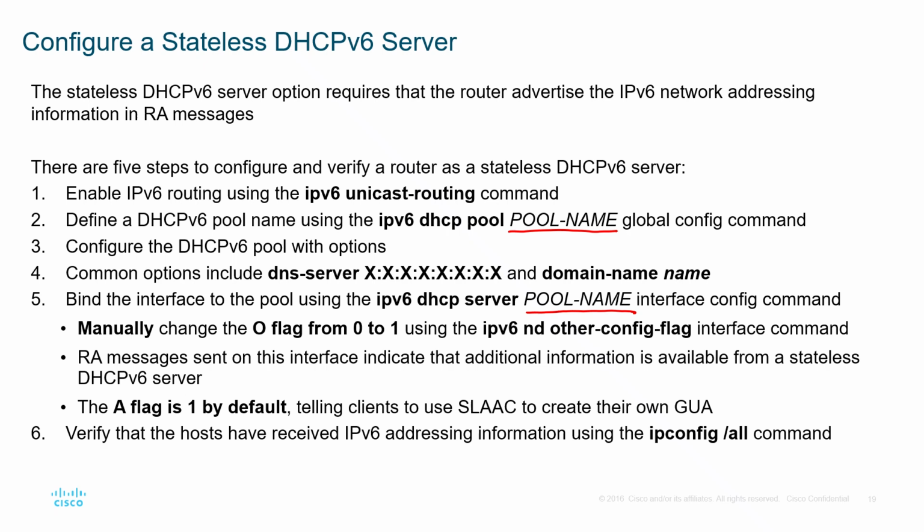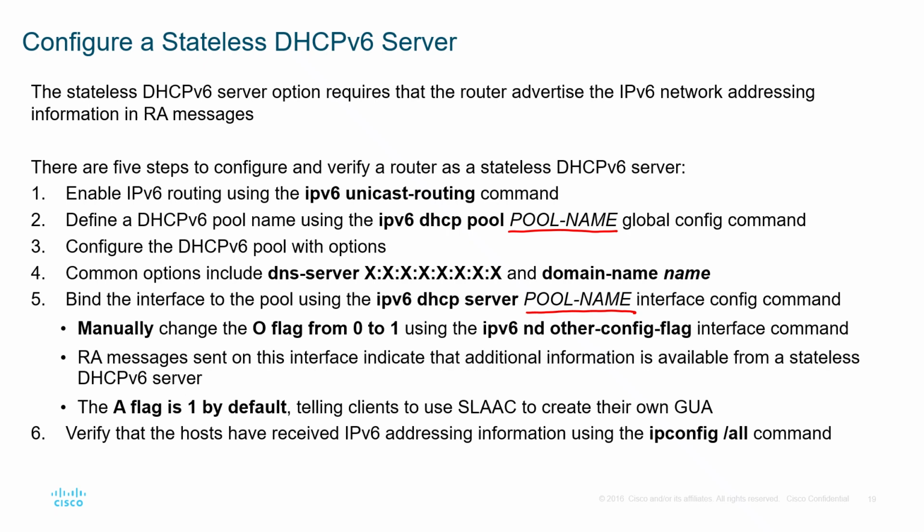Then you manually change the O flag from 0 to 1 using the ipv6 nd other-config-flag command. Then RA messages sent on this interface will indicate that additional information is available from a stateless server. The A flag is 1 by default, telling your clients to use SLAAC to create their own GUA. Once you do all this, again, always verify.